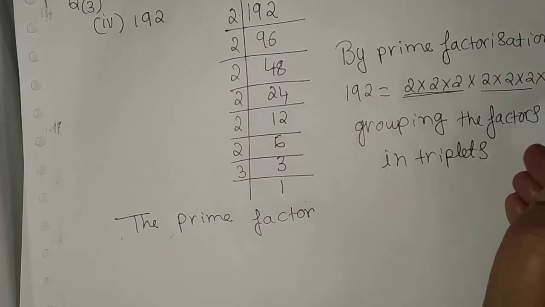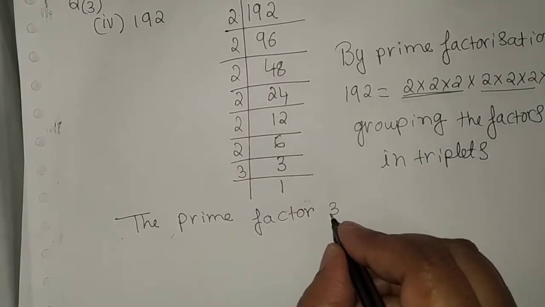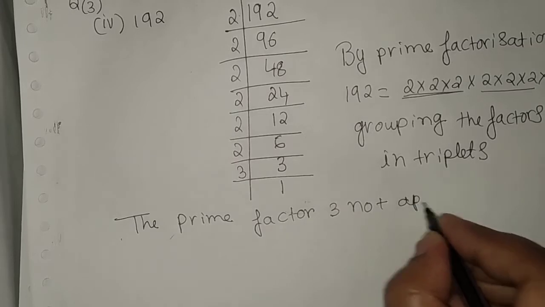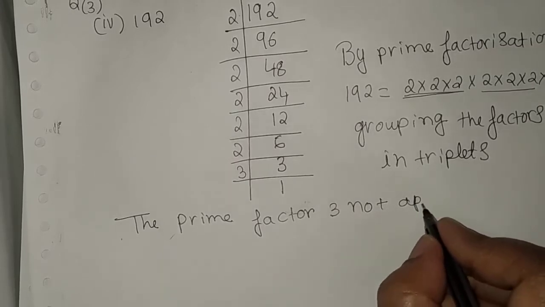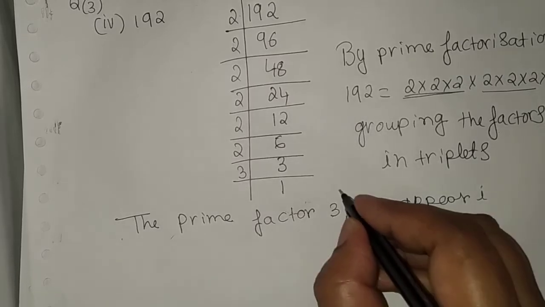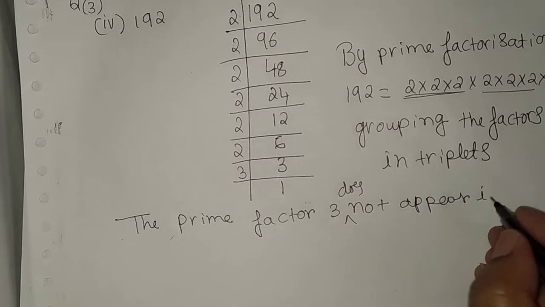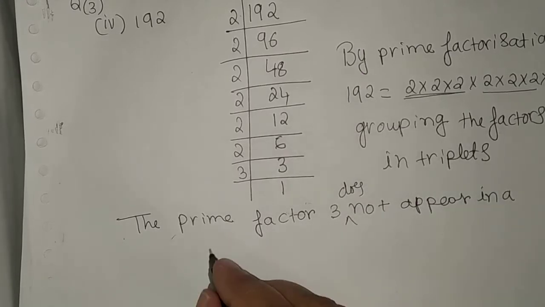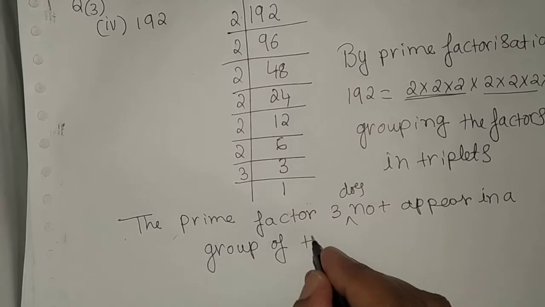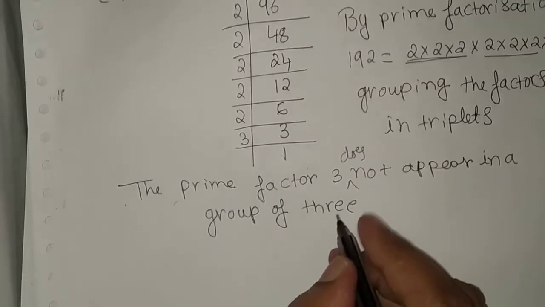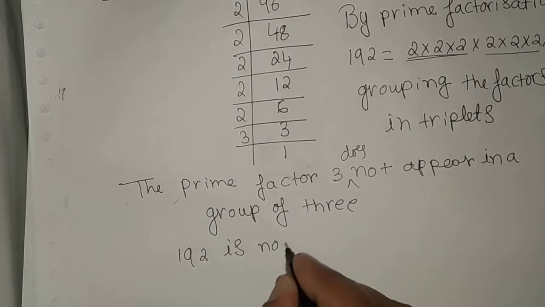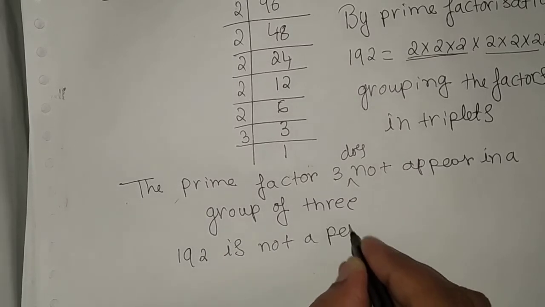So what happens here? 3 does not appear. Prime factor 3 does not appear in a group of 3. So what we have to do? We have to write 192 is not a perfect cube.